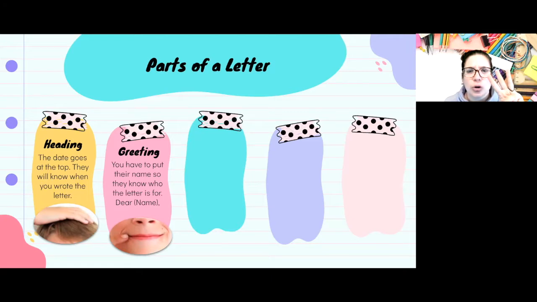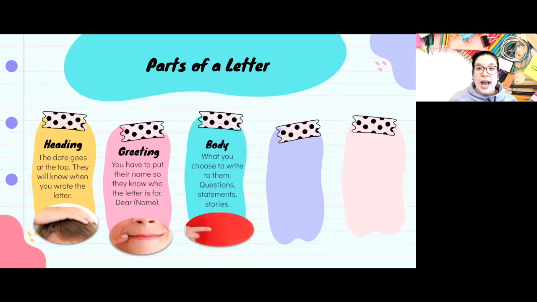Let's see the third part of our letter. We have the body. You're going to point to your body. I don't know where my body is. We'll just point here. Point to your body. And the body is what you choose to write to them. It could be questions. Maybe you have questions for them or statements. You're just telling them something. Or maybe you have a story to share with them. So we have heading, greeting, body.